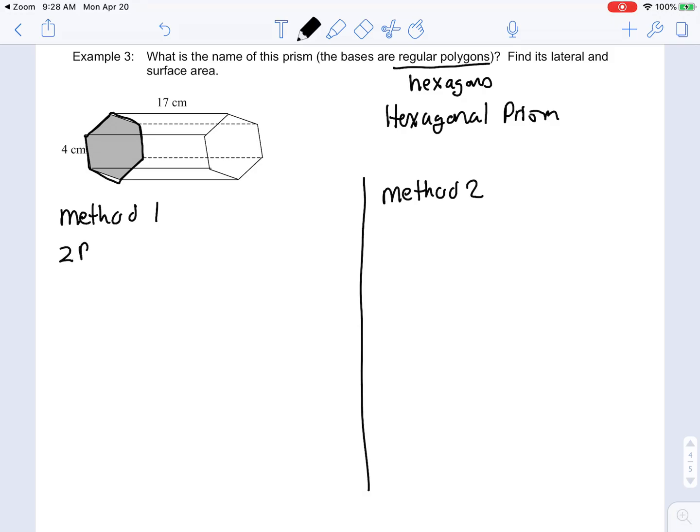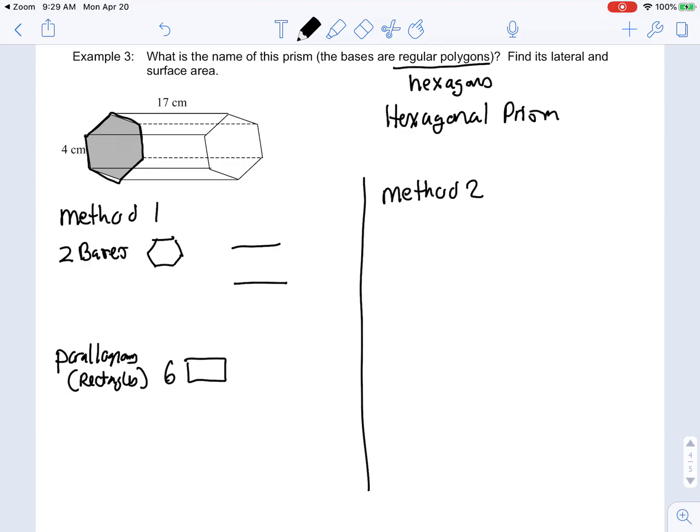When you think about method one, think about your surfaces. There are two bases, and each base is a hexagon. So the first thing we're going to have to do is know how to find the area of these hexagons, and there's two of them. Then there are parallelograms. In this case, our parallelograms are rectangles. And since that hexagon has 6 sides, there's actually going to be 6 rectangles that are connecting those two bases together. So we're going to be looking for 8 different surfaces on this one.